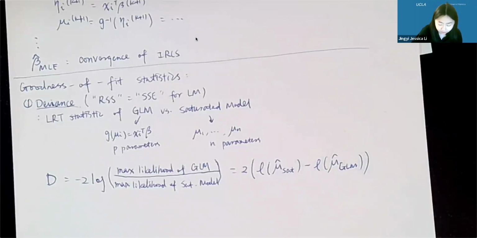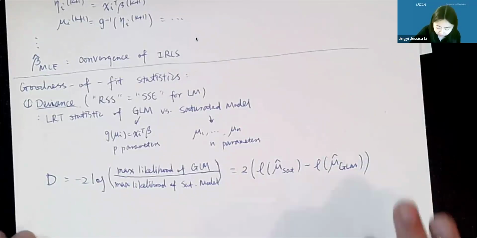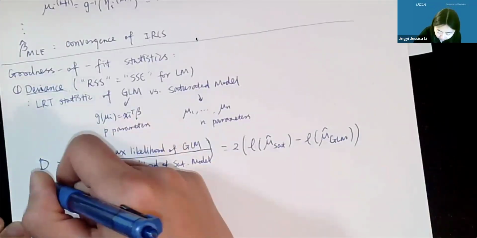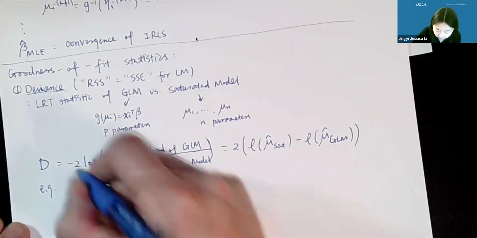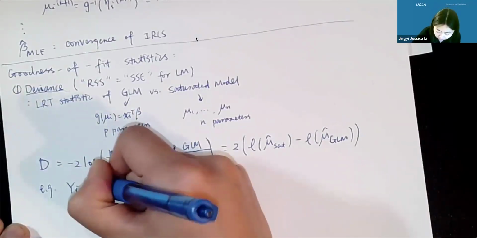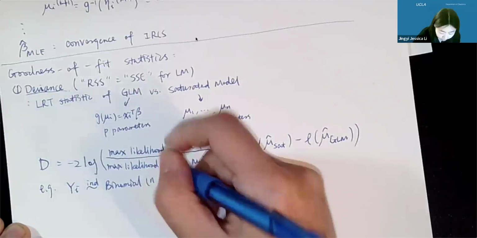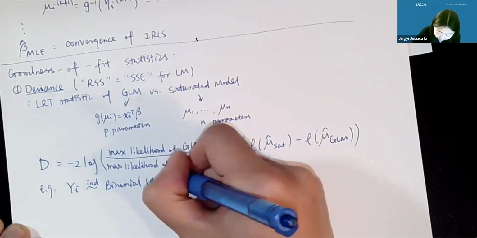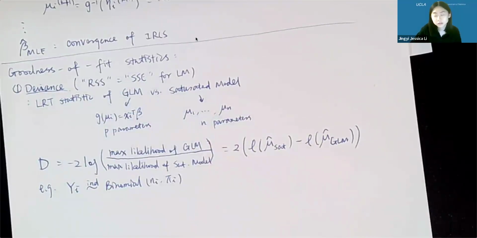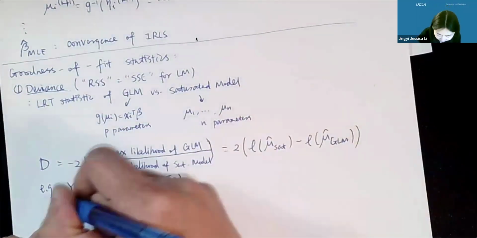Okay. And then when we write down the log likelihood, we need to rely on the specific distribution of yi. So for example, for grouped data, let me give you that example. If the yi's are independent binomial(ni, pi), how do we write down the likelihood? I'll just quickly write it down before we wrap up.